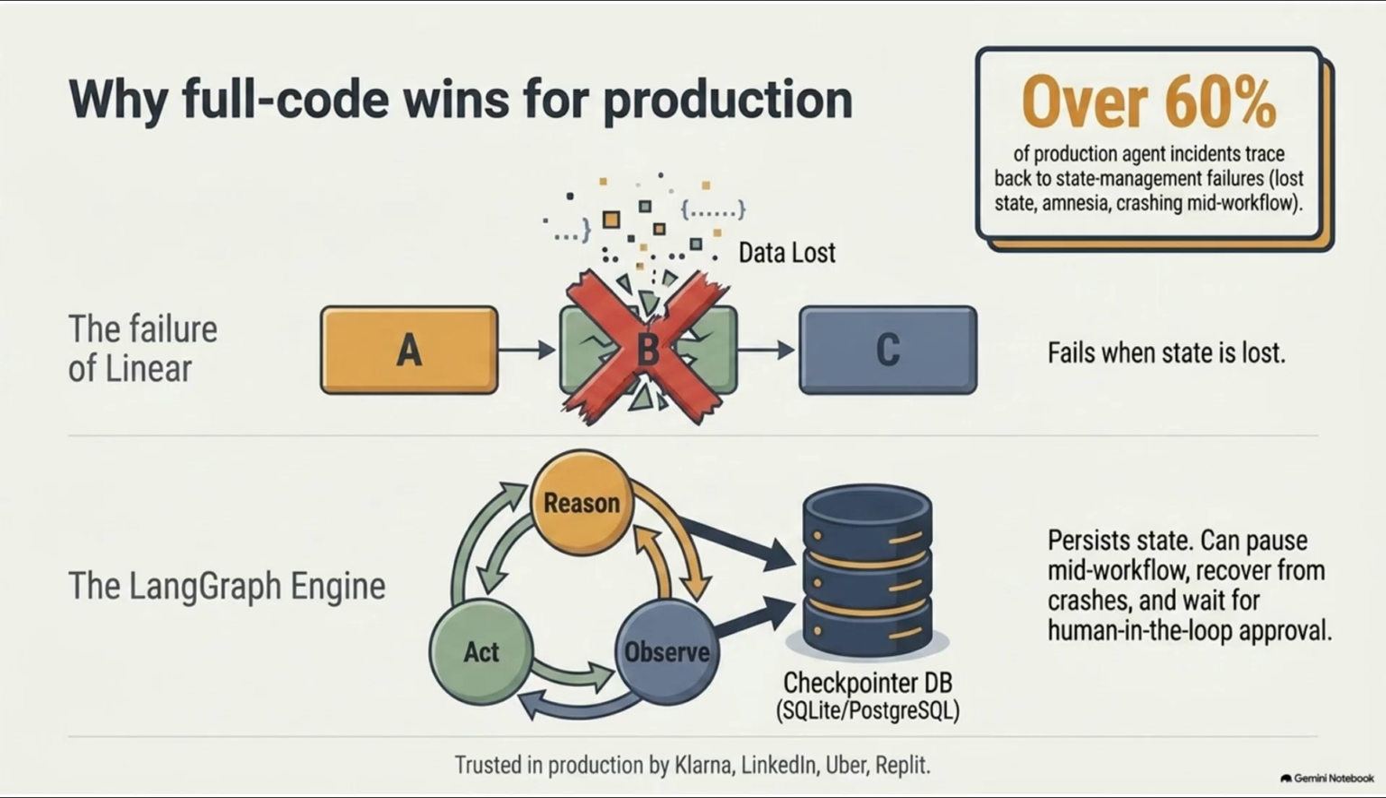A simple linear chain of steps has no defense against that. When it breaks, it's just gone. LangGraph is built specifically to survive it. It checkpoints its own progress as it goes, which means it can pause in the middle of a task, resume cleanly after a crash, and even stop to wait for a human to approve something before it acts. That durability is exactly why Klarna, LinkedIn, Uber, and Replit run it in production.